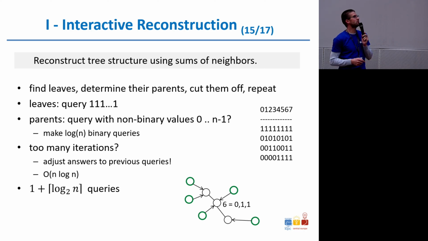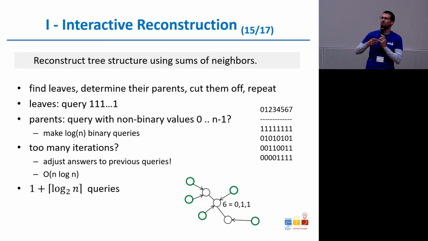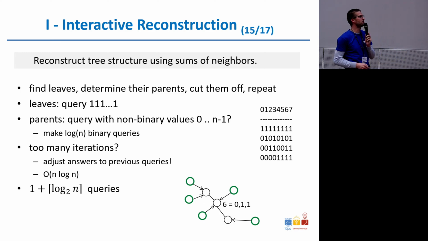Unfortunately, we can't do this with arbitrary values, but we can stretch them out into log n binary queries and achieve the same thing. Cool. So now we can find the leaves. We can find their parents. So we get rid of the leaves and we repeat the idea, but we run into a problem that this could take many iterations. So we have some long tree. We'll be pruning leaves for a very long time before we get to just a single node.